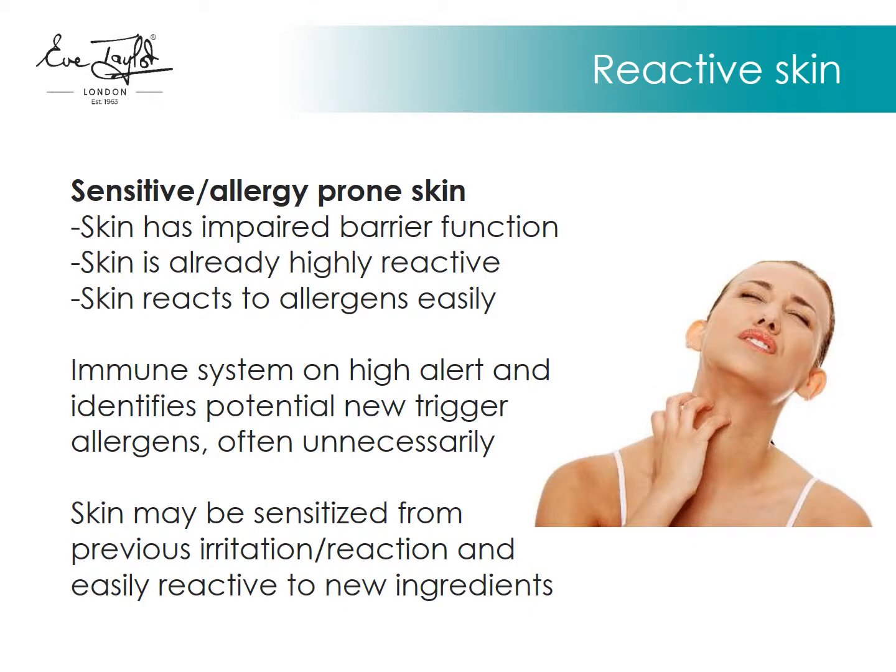Sensitive and allergy-prone skin. This type of skin is prone to impaired barrier function and is already highly reactive to irritants and allergens. The immune system on those with highly sensitive or allergy-prone skin will be on high alert with a high level of histamine already within the system, and so will identify any potential new trigger allergens, often unnecessarily. As the skin may be sensitized from previous irritation or reactions, it is more likely to react to a new ingredient when it's first introduced.